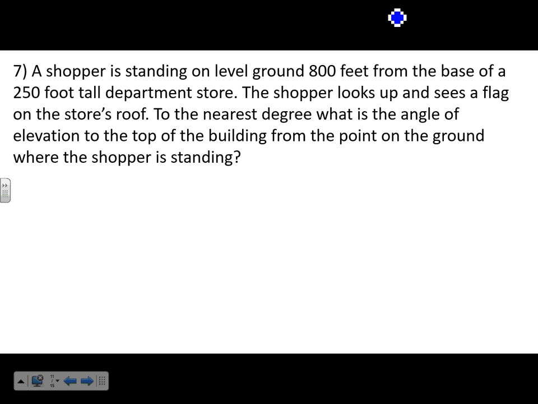So a shopper is standing on level ground 800 feet from the base of a 250-foot tall department store. So this department store is 250 tall. The person is standing 800 feet from the base of that department store. The shopper looks up and sees a flag on the store's roof. To the nearest degree, what is the angle of elevation? So this shopper is looking up, and they ask for the angle of elevation. That's this one. What is that angle?